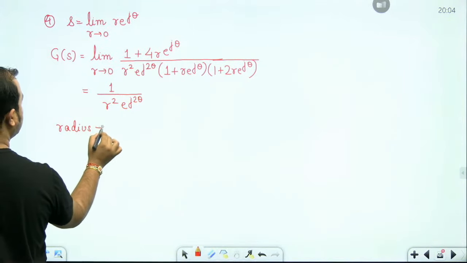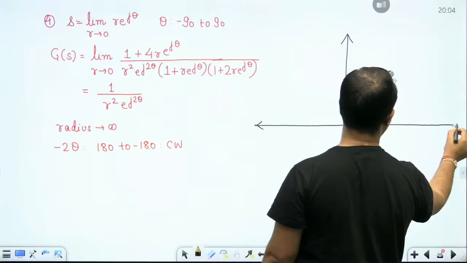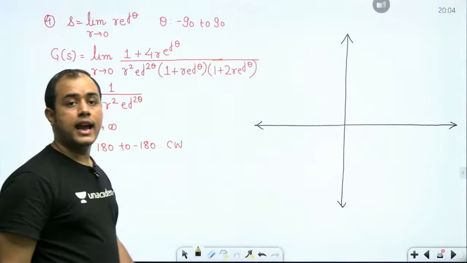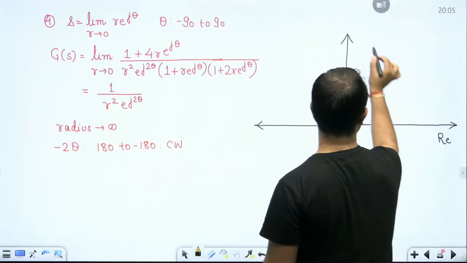And this minus 2 theta. This theta here goes from minus 90 to 90, if you see the Nyquist contour. That means clockwise. Now see. Tomorrow we will have the last lecture based on the Nyquist and the polar plot, and the day after tomorrow we are going to start the gain margin, phase margin.